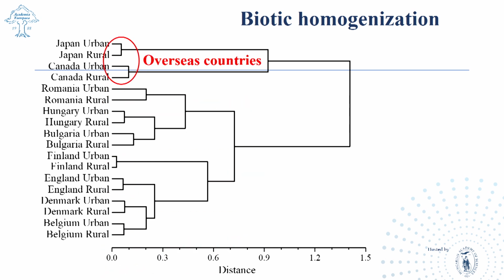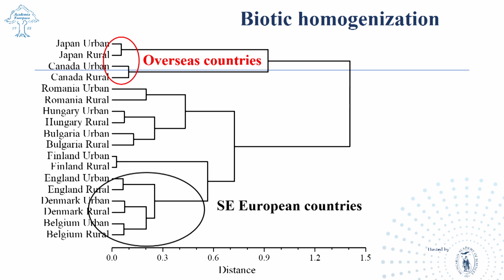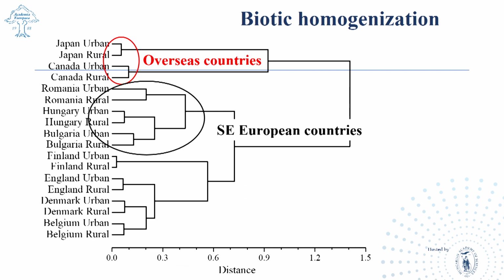This one is the overseas countries: Japan urban and Japan rural, Canada rural and Canada urban. That's one, the southeastern European countries, or the continental climate, if you prefer. That includes Romania, Hungary, Bulgaria, Finland. Oh, sorry, that's another side of the business. So Romania, Hungary, and Bulgaria. And that's one, the northwest European countries, or if you prefer, the oceanic climate. That includes Finland, England, Denmark, and Belgium.